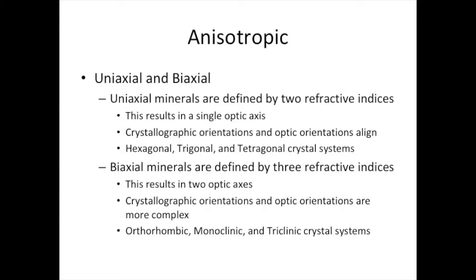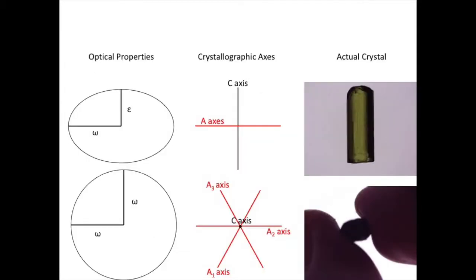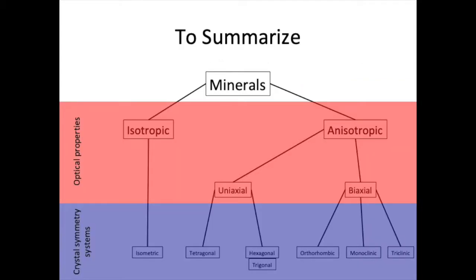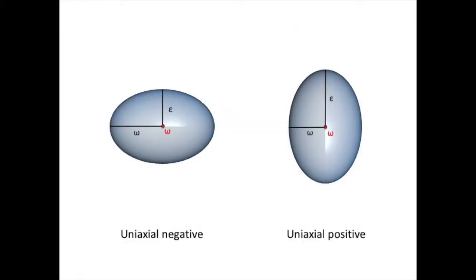Here's an example of how the optical properties and crystallographic axes align for tourmaline, a uniaxial mineral. We talked about how our optical properties can help us to determine which crystal symmetry system a mineral belongs to, and summarize that information in this handy figure. There's a further subdivision of uniaxial minerals by optical properties as well, and these two classes are uniaxial negative and uniaxial positive. In uniaxial negative materials, omega is greater than epsilon, and in uniaxial positive materials, epsilon is greater than omega.